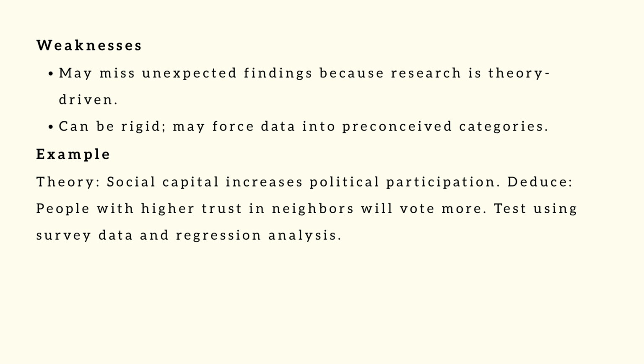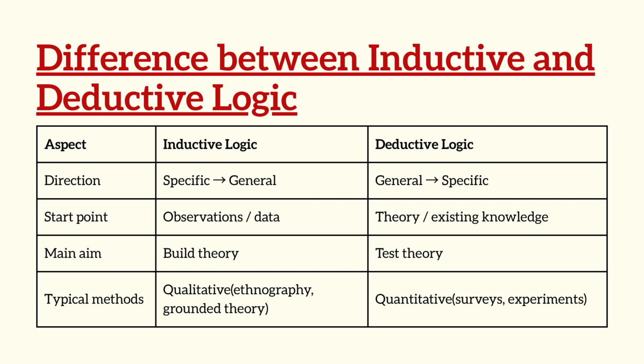For example, if a theory states that social capital increases political participation, a researcher may deduce that people with higher trust in their neighbors will be more likely to vote. They would then collect and analyze survey data to test whether this specific hypothesis holds true. Inductive and deductive logic represent two fundamental but opposite approaches to reasoning and research in social science. Inductive logic begins with specific observations or data and moves toward forming general theories or concepts.